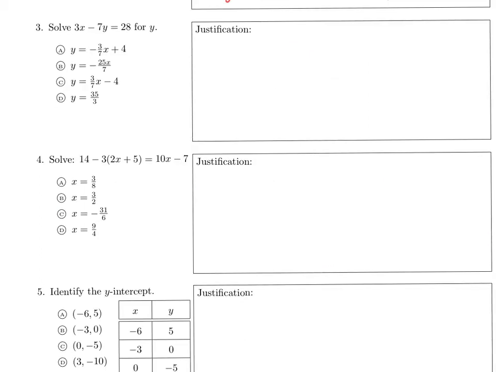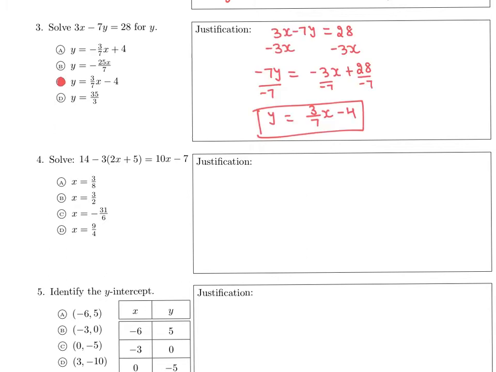Question number 3. Solve 3x minus 7y equals 28. For question number 3, we are going to solve this equation for y. It means y should be isolated. We are going to subtract 3x on both sides, so that the 3x is gone from here. You get negative 7y equals negative 3x plus 28.